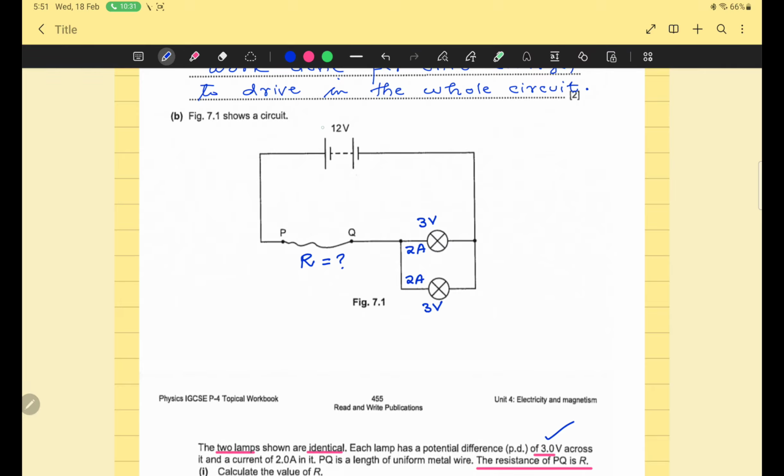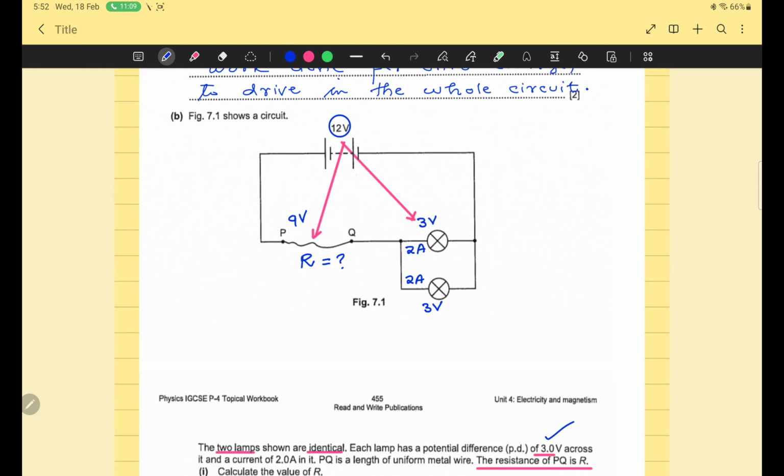I am explaining. Actually, our total voltage is 12 volt. You know, this voltage is shared in series. This total voltage 12 is divided as 3 volt, and the remaining voltage will be 9 volt. So the total will be 12 volt. So this 12 volt is shared as 3 volt and 9 volt. 3 volt across the lamp and 9 volt across the wire.